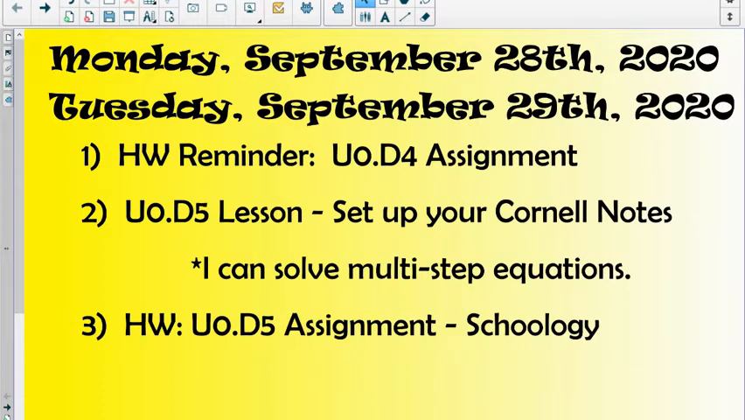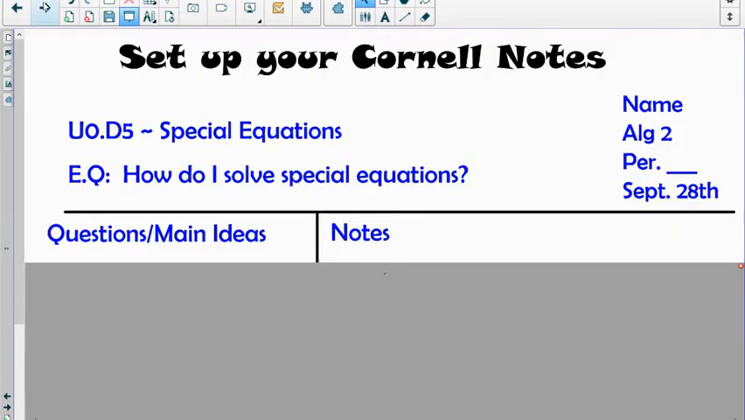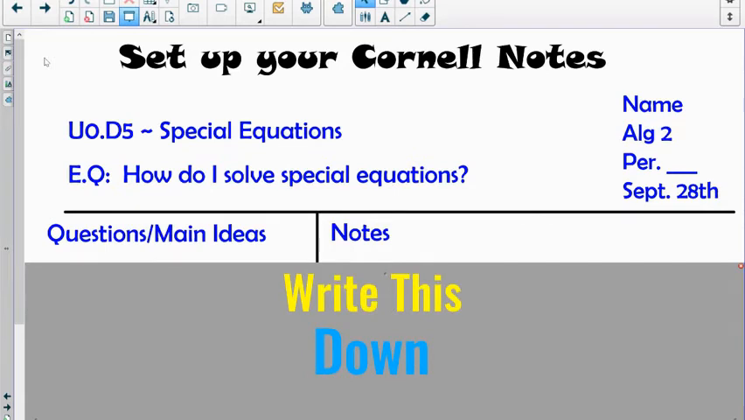Today is the Day 5 lesson. And the learning target for today is I can solve multi-step equations. There is an assignment posted in Schoology titled Unit 0, Day 5. So I'd like you to take some time to set up your Cornell notes. Please pause the video, and when you're ready to resume, press play.